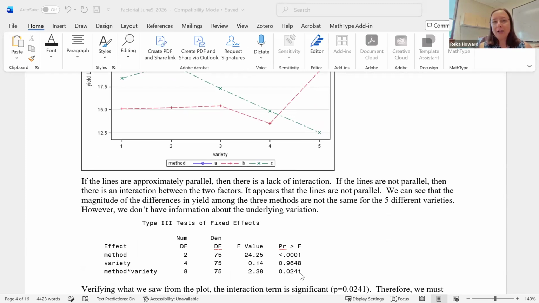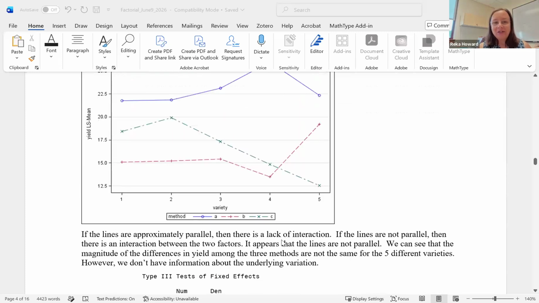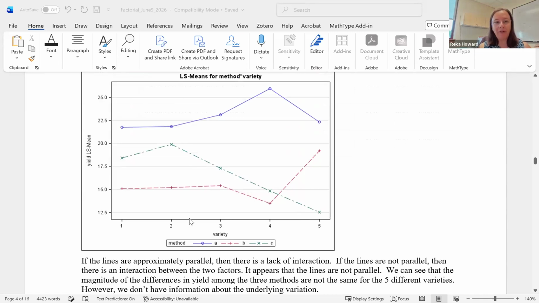When I had a 2 by 2 case, I knew exactly where the interaction was because we have just 2 levels of the 2 factors. I can't have multiple interactions. But here, as you can see, we can have interaction between method A and variety 1 and 2. And I mean, we can have different interactions.